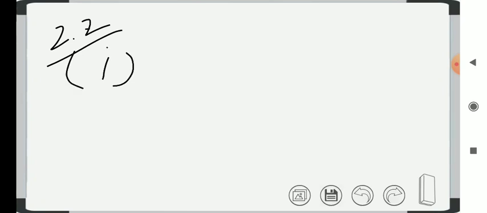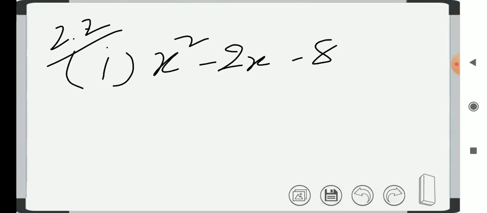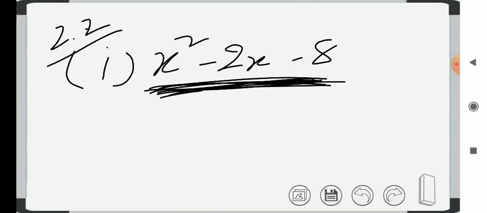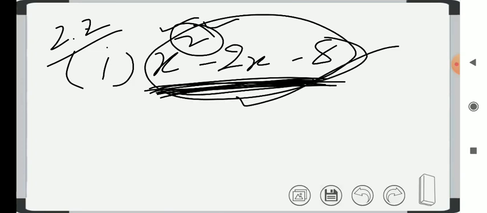So this question number 1, x square minus 2x minus 8, has been given, and in the question it is mentioned: find the zero of the quadratic polynomial. This is the quadratic polynomial. Why are we calling this a quadratic polynomial? Because the highest power in this polynomial is 2. If the highest power is 2, we call the polynomial a quadratic polynomial.